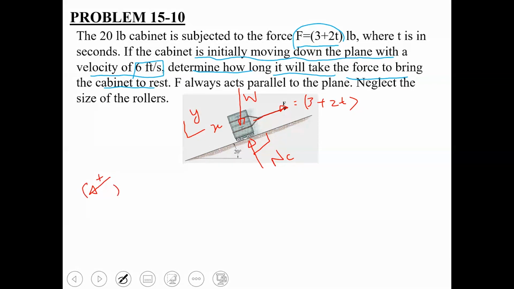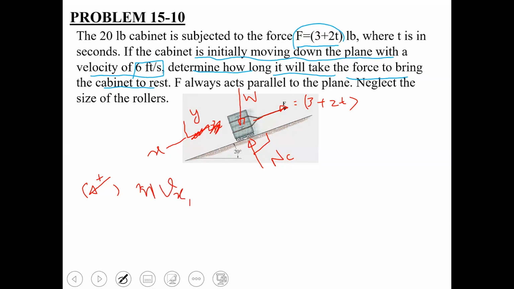Sorry, मैंने यहाँ axis का जो direction draw की है वो थोड़ा सा गलत कर दिया. I am basically taking positive x-axis down the incline rather than up the incline. So positive x-axis being defined down the incline, and positive y is being defined perpendicular to the inclined plane in the upward direction.